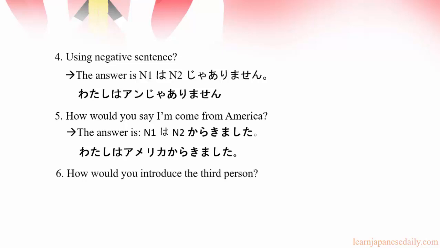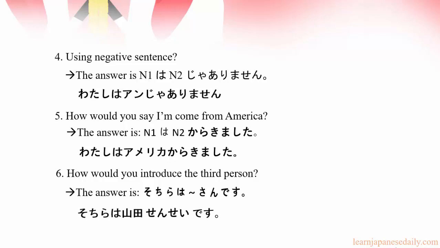Sixth, how would you introduce a third person? In this case, we will use the structure そちらは ~ さんです. For example, here is Teacher Yamada. そちらは山田先生です.